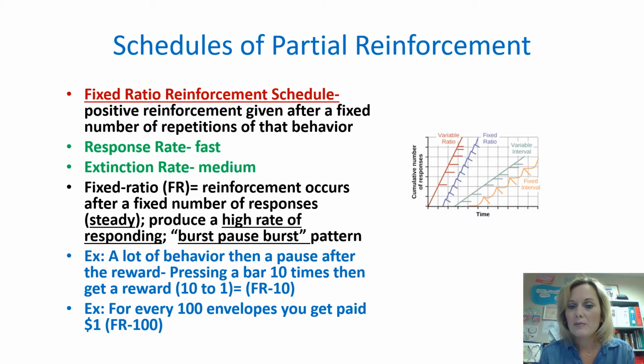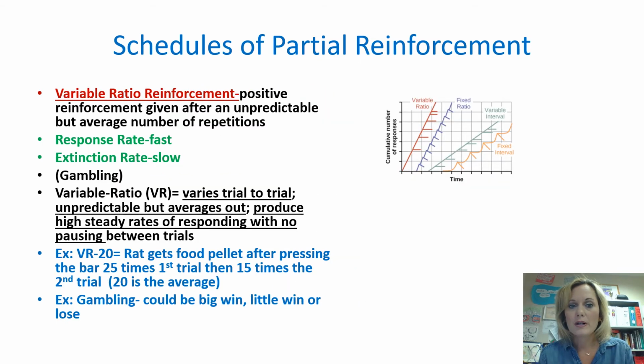The other thing would be, for example, every 100 envelopes you get paid $1. Okay, so the fixed ratio for that is on envelopes. It's being guided by what you do. So 100 envelopes, then you get the reward. Okay, so that's fixed ratio.